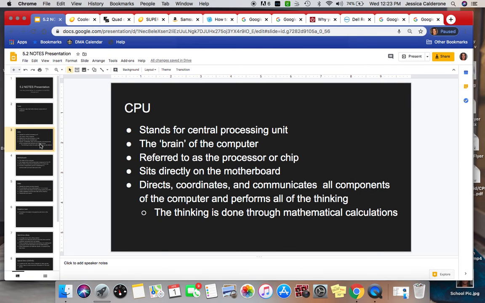Okay, so next we'll move on to CPU. Here are the words that you need, the definitions, the facts that you need to type down for CPU. So go ahead and pause this, type it down, and then press play again.